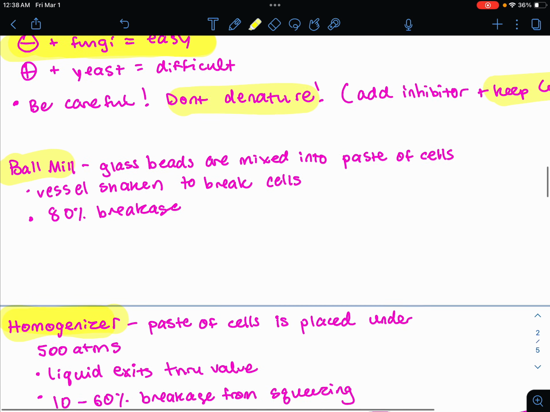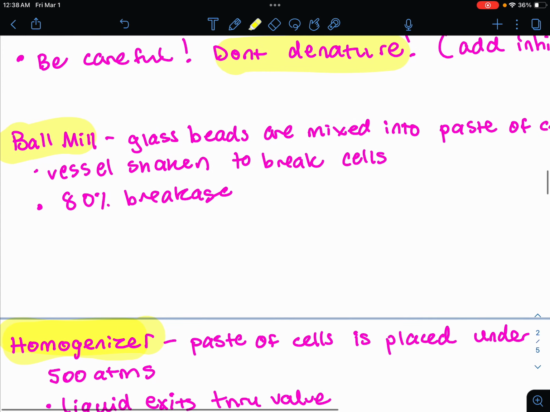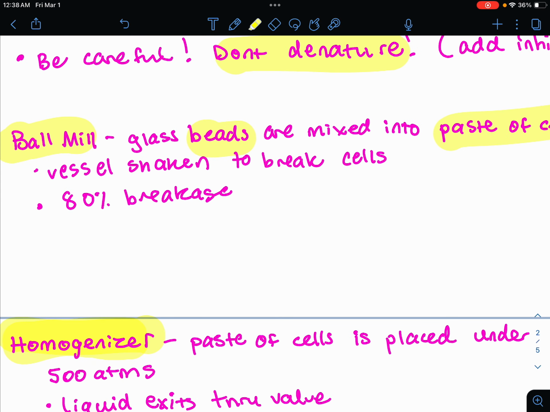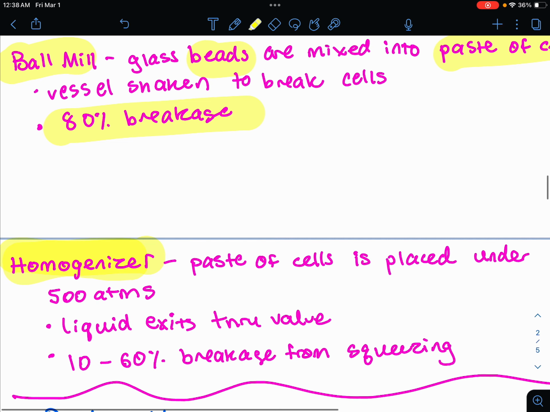Okay, disintegration methods. We have the ball mill, which is going to be the common method. You have glass beads that are mixed with the slurry of cells. It's more like a paste. So you're going to have the beads with the paste of cells, and you're just going to shake it like crazy. You're going to be like Animal from the Muppets with how he's drumming. So remember that wrist motion. He's going to be shaking it a lot with the ball mill method. You get 80% breakage from the impact of the beads hitting the cells.